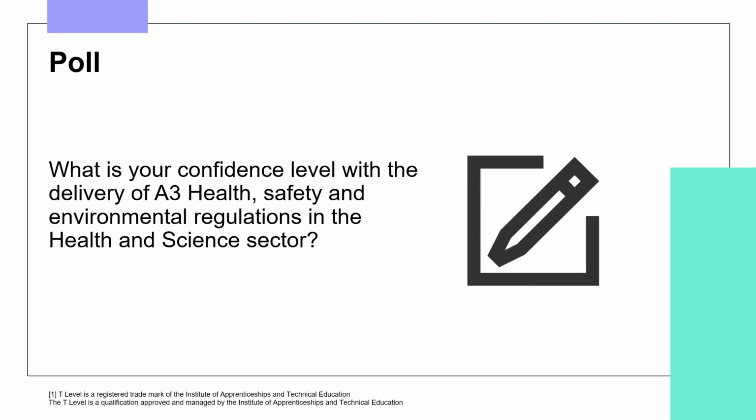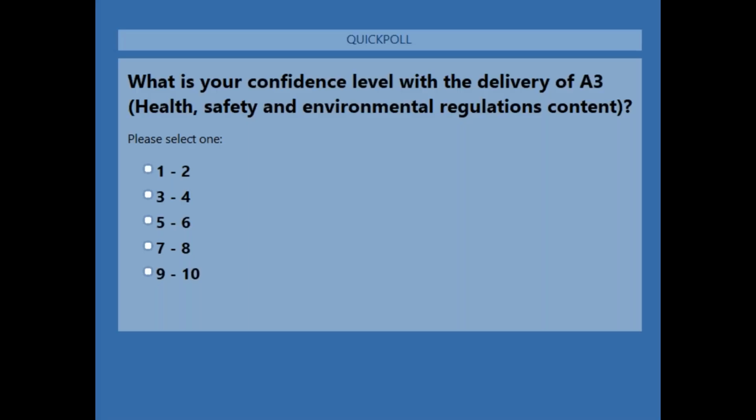But first, I would just like to begin with a little poll just to gauge your current confidence with the teaching, the delivery, the content, etc. that is within section A3. So to begin with, this is a 1 if you're not very confident at the moment, and a 10 if you feel extremely confident with the teaching, the delivery, and the content within there. So you should see that little poll on your screen. So if you just put where you think you are at the moment.